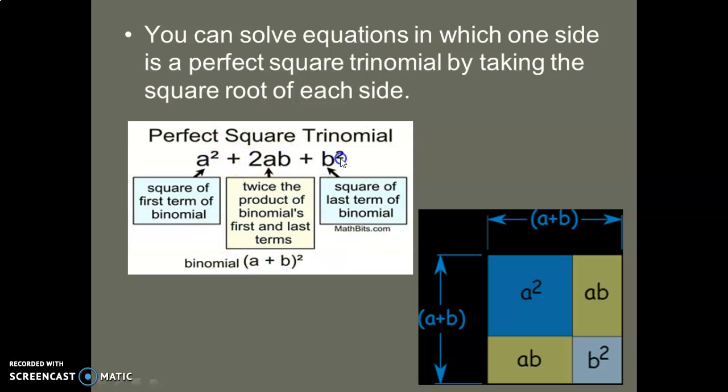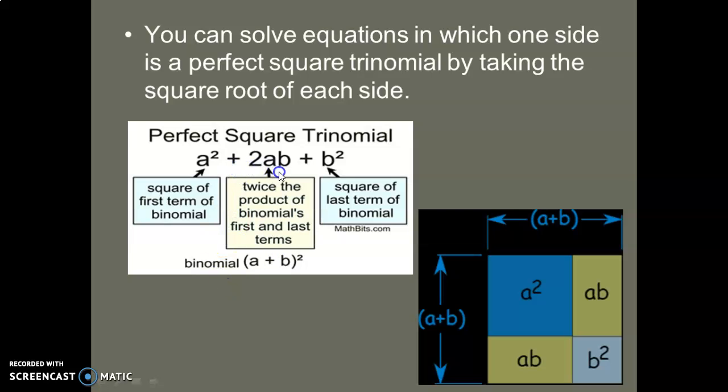Now, what a perfect square trinomial looks like is where you have one term in front that's a perfect square, you have a constant term that's a perfect square, and the middle term is twice the square root of the first term and the last term, twice the product of the binomial's first and last terms.